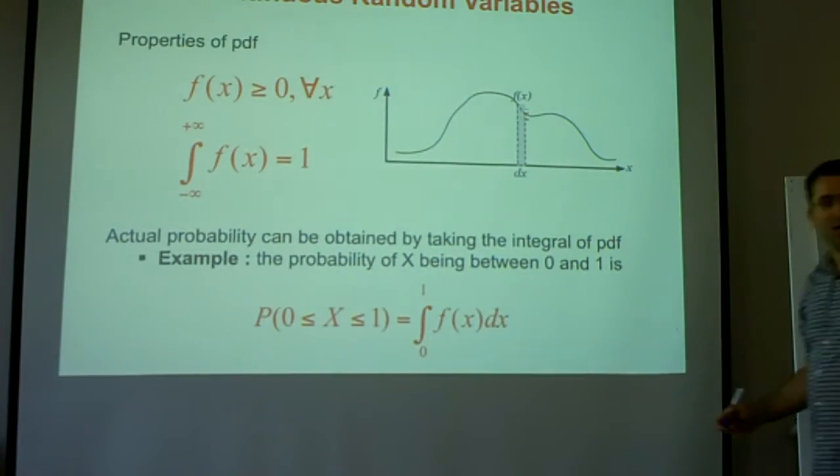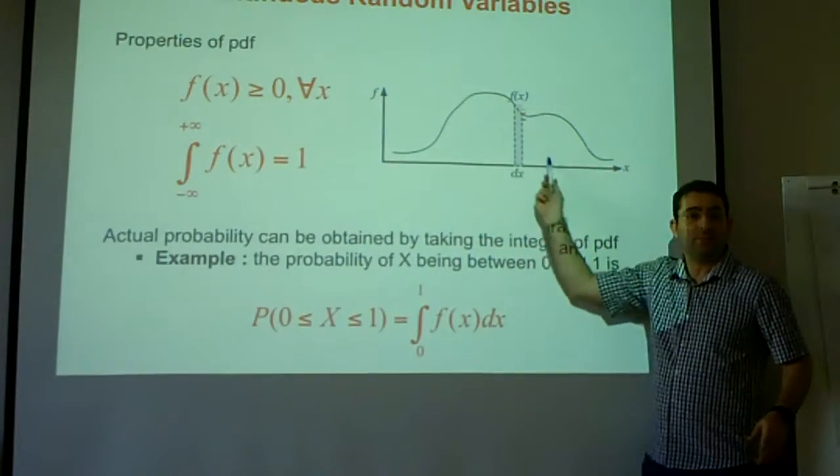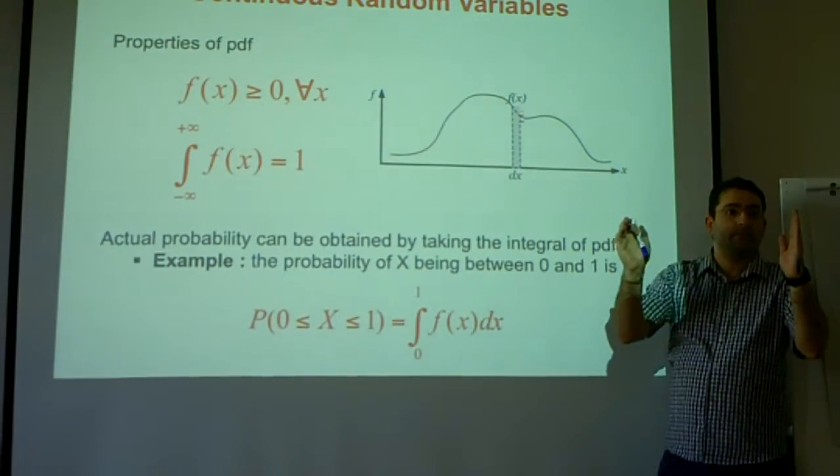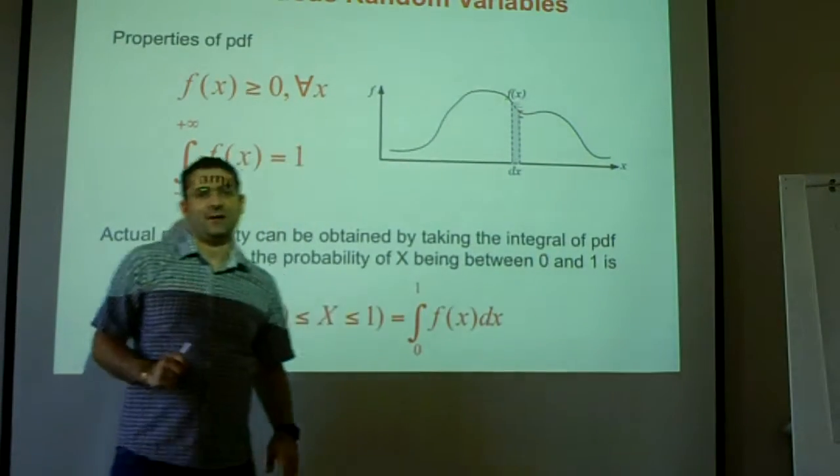So when we have a continuous variable, a continuous function, we have to look at the boundary, a region. Whereas in a discrete case, we just look at one value and ask what is the value of probability.